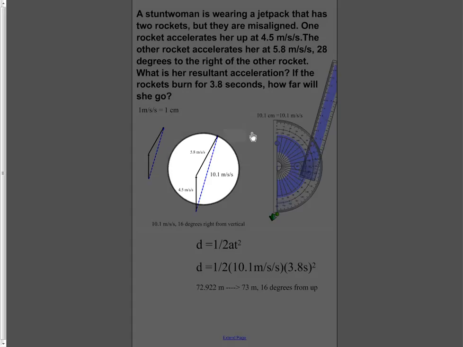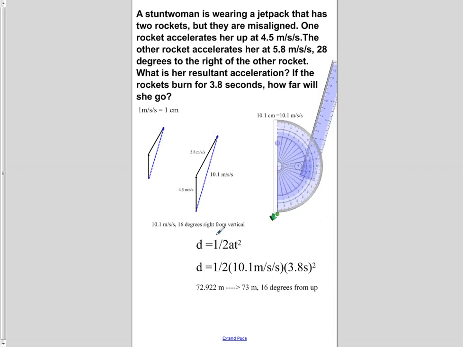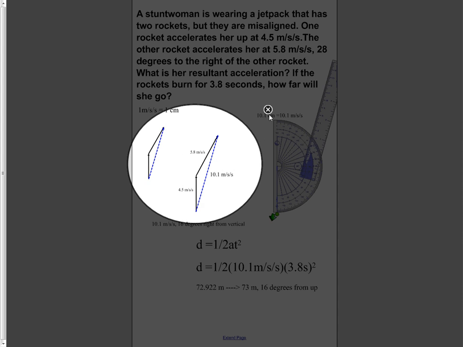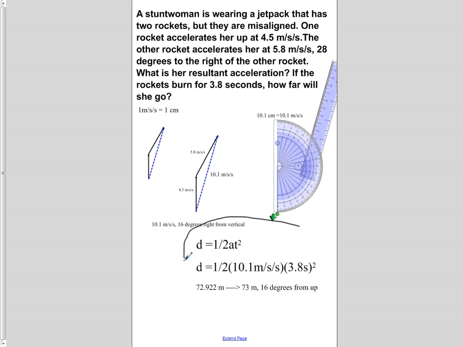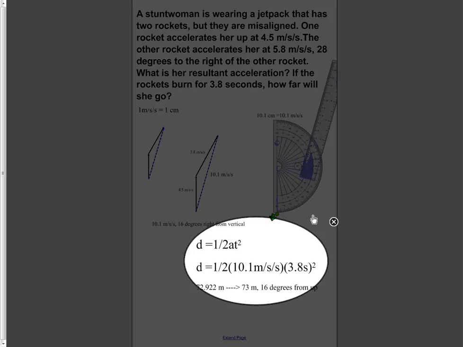But then once we do that, we can take that actual acceleration and use it to find out other things about her motion using the kinematic equations that we've been using in the past. So now we have a problem. Now we can have problems where we can use our skills with vector addition to find out more information, to be able to then use our skills with kinematic equations to find out even more information.